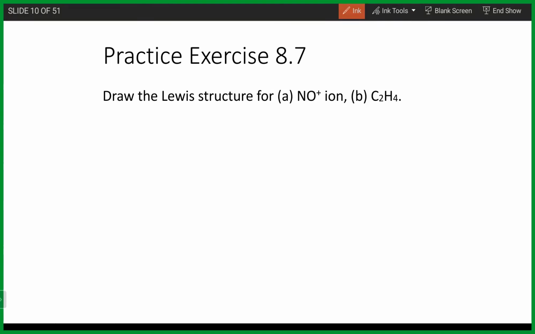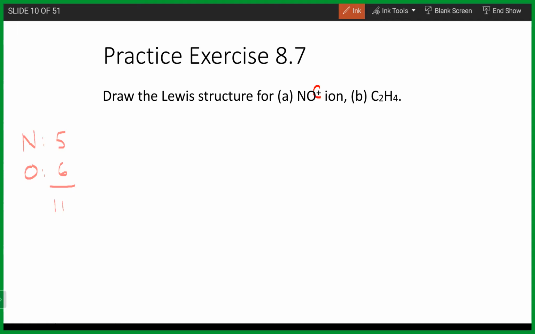But like I said earlier, the first thing we always want to do is figure out how many valence electrons do we have to work with. So what we can do is just make a little table, list the different elements, and in this case, we don't really have too much to do because we've just got one of each of them. So one nitrogen will give us 5, one oxygen will give us 6. So we'll wind up with 11 total.